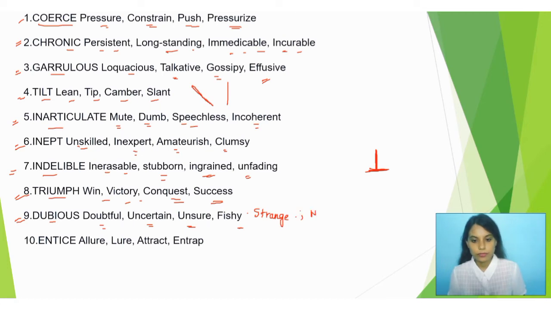Not sure. Yeah, it's written unsure, so not sure. Next is entice. That's allure, lure, attract, and entrap. Okay, entrap and attract mean almost the same. Like these are synonyms.